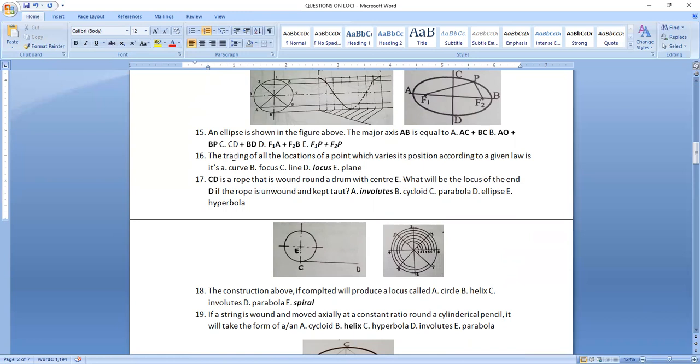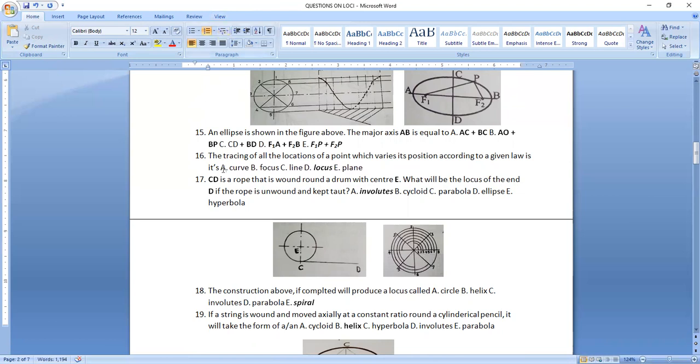And also question 16. The tracing of all the locations of a point which varies its distance according to a given law is, the answer is the locus. That's the answer to that question.